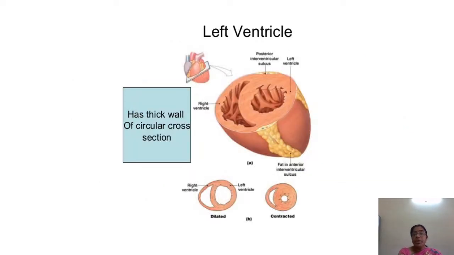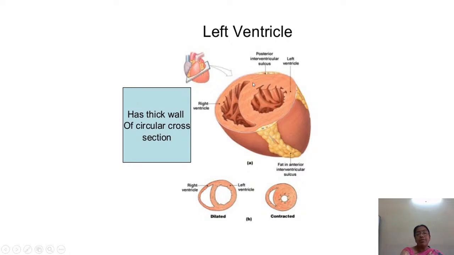This can be proven when you take the cut section. When you take the heart, you take a cross section. Here you can see this is the right ventricle, ma'am. It is like a slit. But when you see the left ventricle, it is circular and thick. You can see the thickness also. As such, we say it is 3 times more than that of your right ventricle. See how thick it is, 3 times more than the right ventricle.